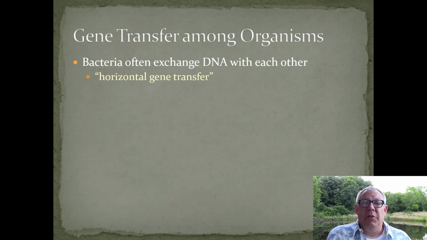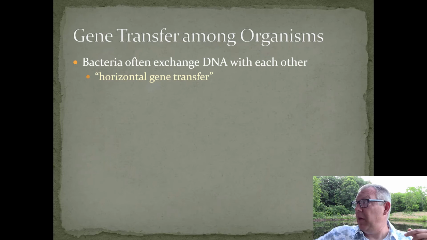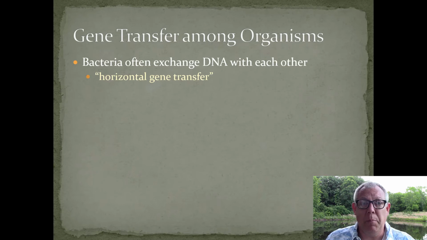Bacteria do this all the time. It's called horizontal gene transfer. Bacteria, of course, are asexual. They reproduce just by splitting in half. They don't have sexual reproduction. But they do exchange DNA sometimes. They pass DNA from one bacterium to another, from one species to another. That's called horizontal gene transfer, and it's incredibly common. This is just something bacteria have been doing, again, for billions of years.